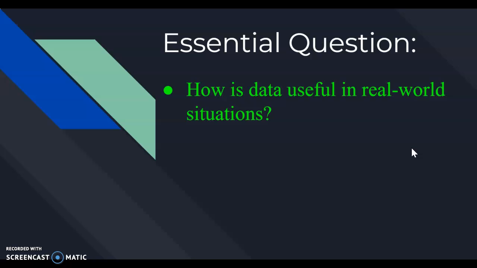Our essential question: how is data useful in a real-world situation? It has not changed, and it will be the same essential question for the entire unit, but after today, you'll be able to add upon your answer to that question.